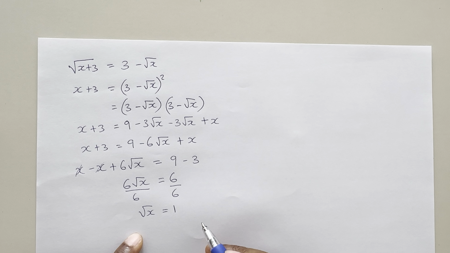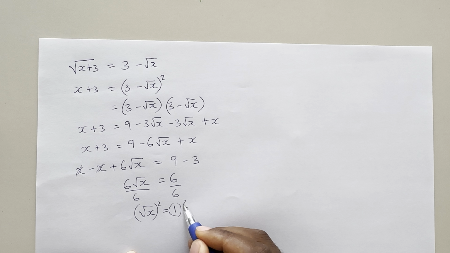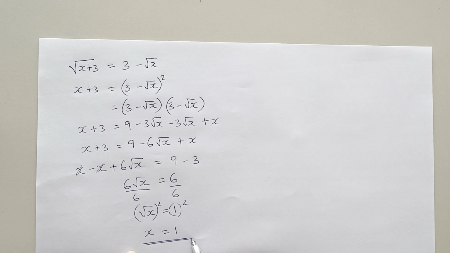But we need the value of x. Let's square again both sides. Squared, squared, so x is equal to 1. That's your final answer.